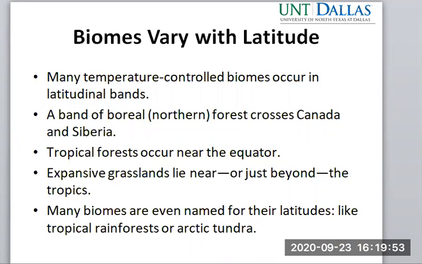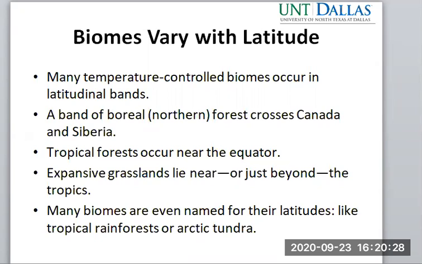Biomes also vary with latitude. Some biomes are named for their latitudes, such as tropical rainforests. They occur between the Tropic of Cancer and the Tropic of Capricorn. We have Arctic tundra that lies near or above the Arctic Circle. Many temperature-controlled biomes occur in latitudinal bands. A band of boreal forest crosses Canada and Siberia. Some tropical forests occur near the equator. There are expansive grasslands that lie near or just beyond the tropics.